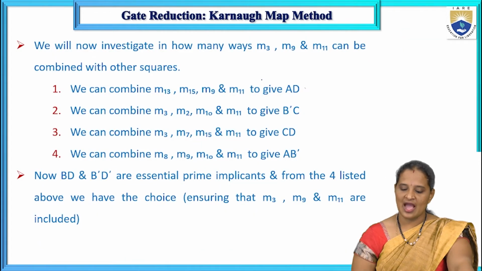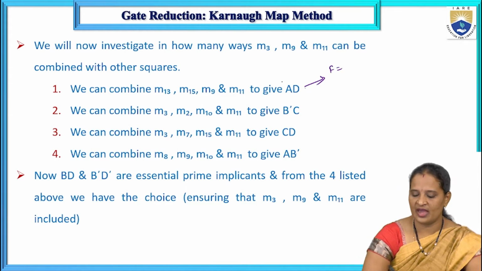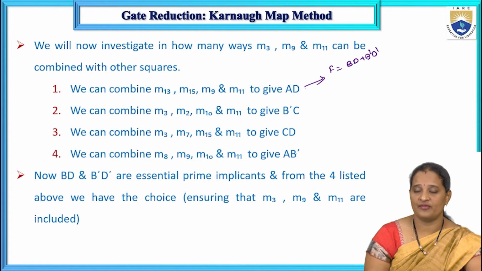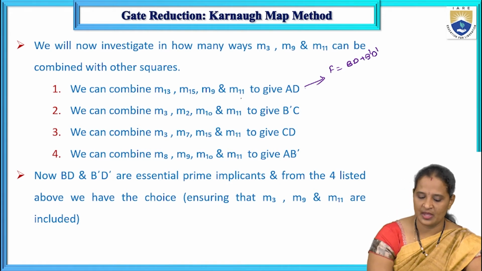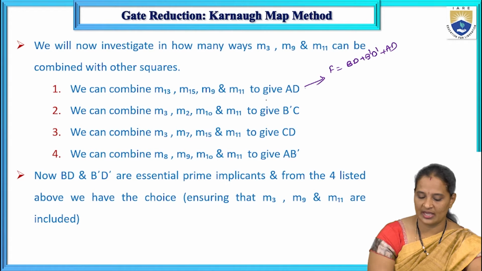So that means I can consider this one. Okay. So as I told you that we have four possible options here, whereas BD plus B complement, D complement are essential of the simplified Boolean expression. I can use M9 and M11 such that they are covered by AD. And next, M9 and M11 are covered. Now I have to use either this or this.